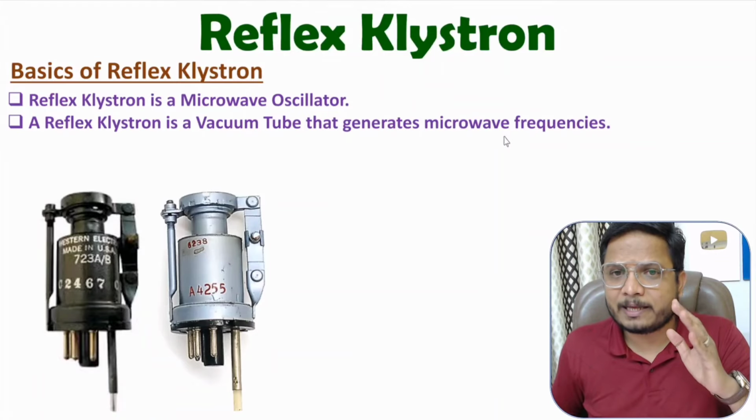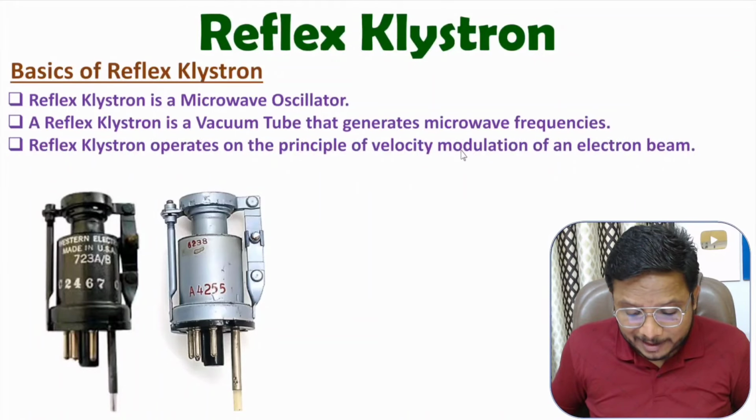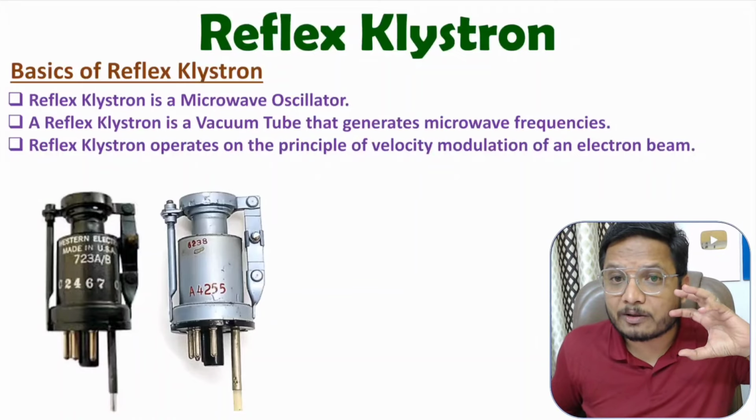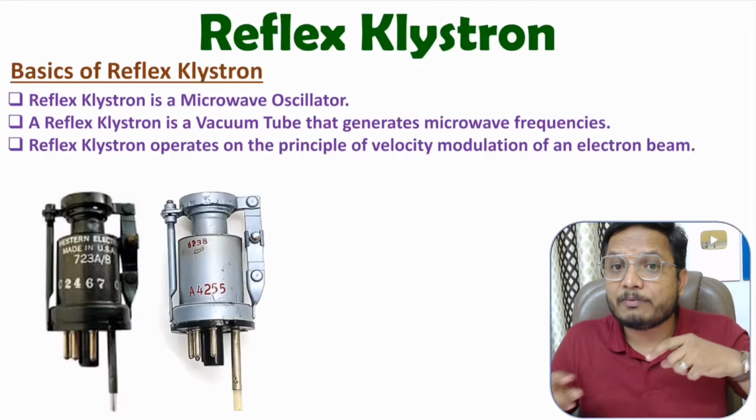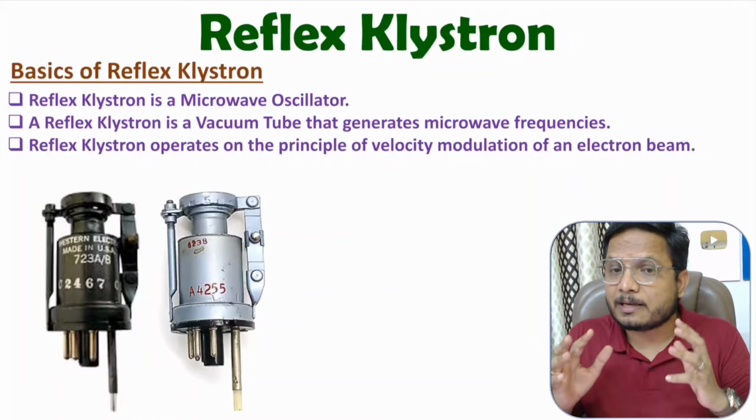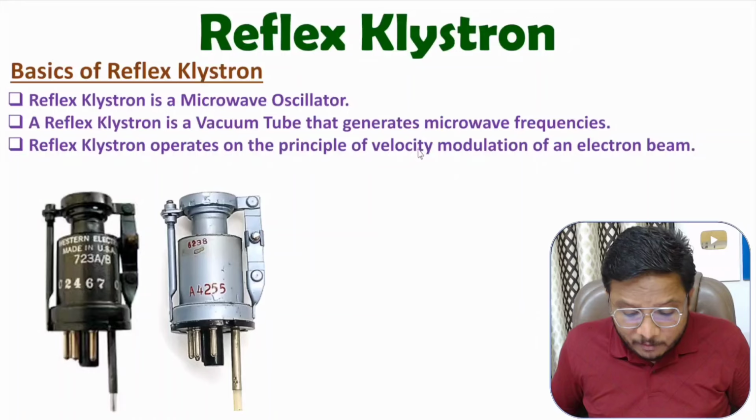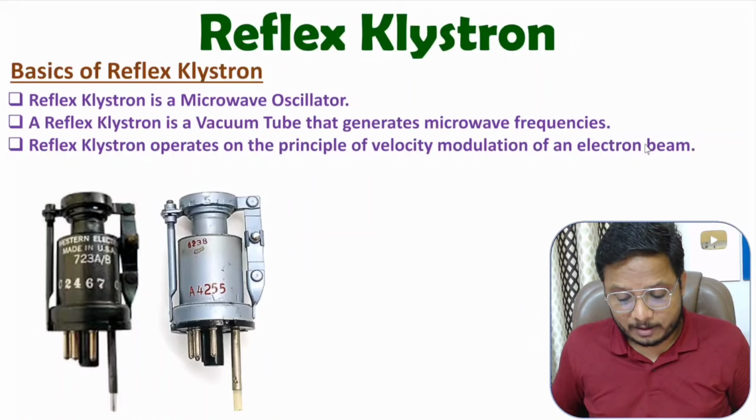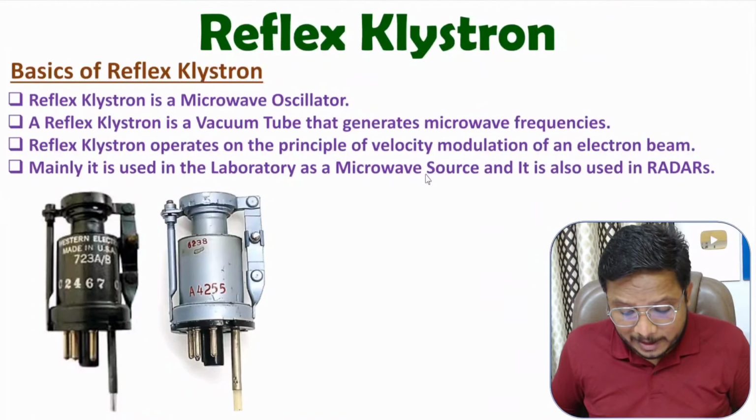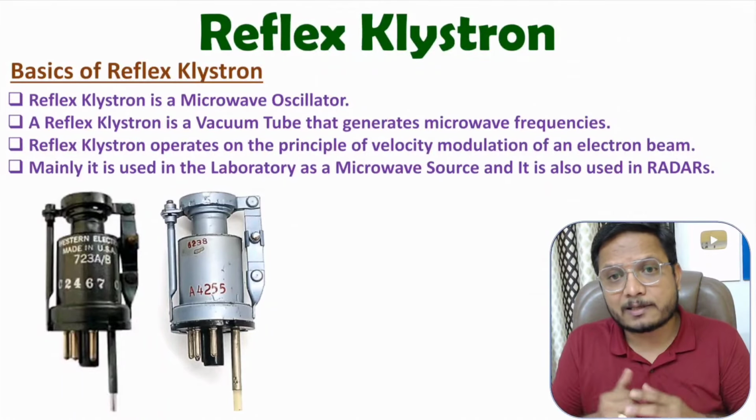In structure, I'll explain how exactly it generates microwave frequencies. The reflex klystron operates based on principle of velocity modulation of electron beam. So based on velocity modulation, we generate electron bunch, and based on electron bunch, we generate microwave frequencies. How exactly we generate that, even I'll explain by animations that will give you more clarity. Right now, consider reflex klystron operates based on principle of velocity modulation of electron beam, right? In your laboratory, you might have used reflex klystron as a microwave source, as well as one can use it in radar system. Now I'll explain you structure of reflex klystron.